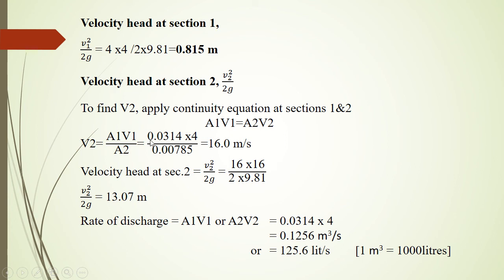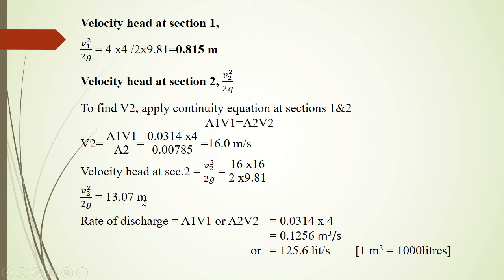Substitute the values of A1, v1 and A2 in the equation. It becomes 0.0314 into 4 divided by 0.00785. If you calculate, the velocity at section 2 is 16.16 meter per second, but I want to know the velocity head. So the velocity head at section 2 is v2 square by 2g. It becomes 16 into 16 divided by 2g, so the velocity head at section 2, v2 square by 2g, is equal to 13.07 meter.